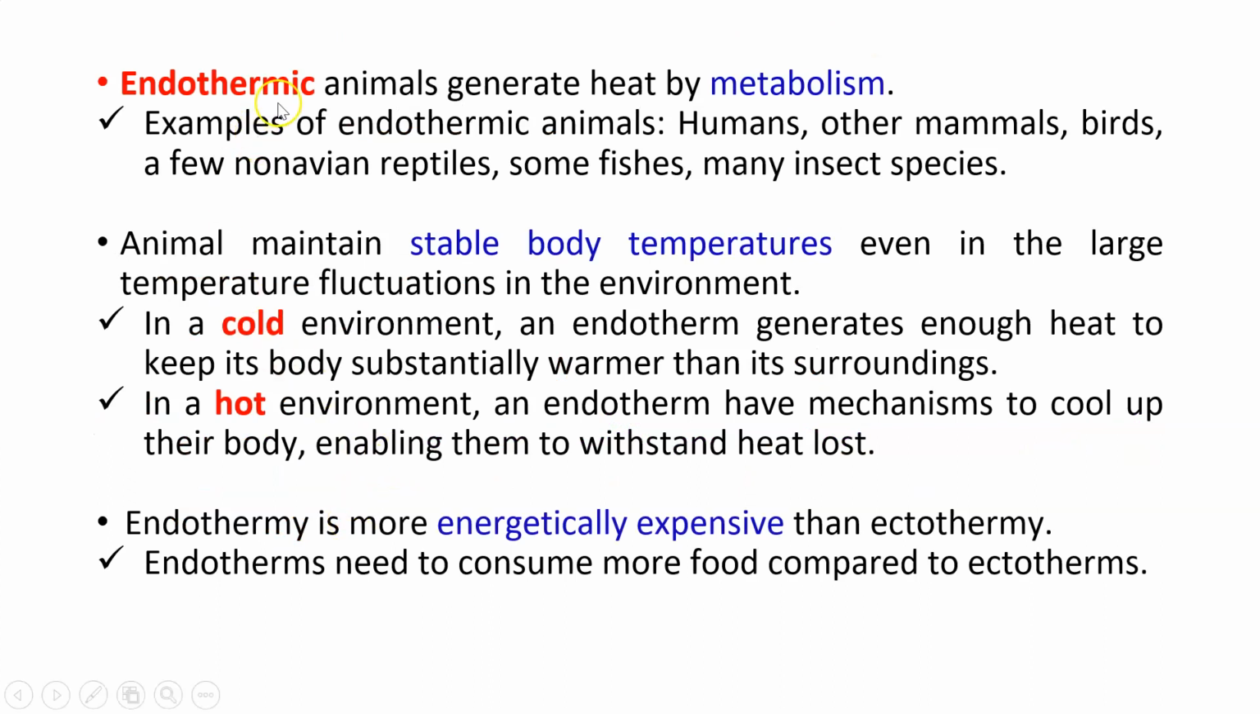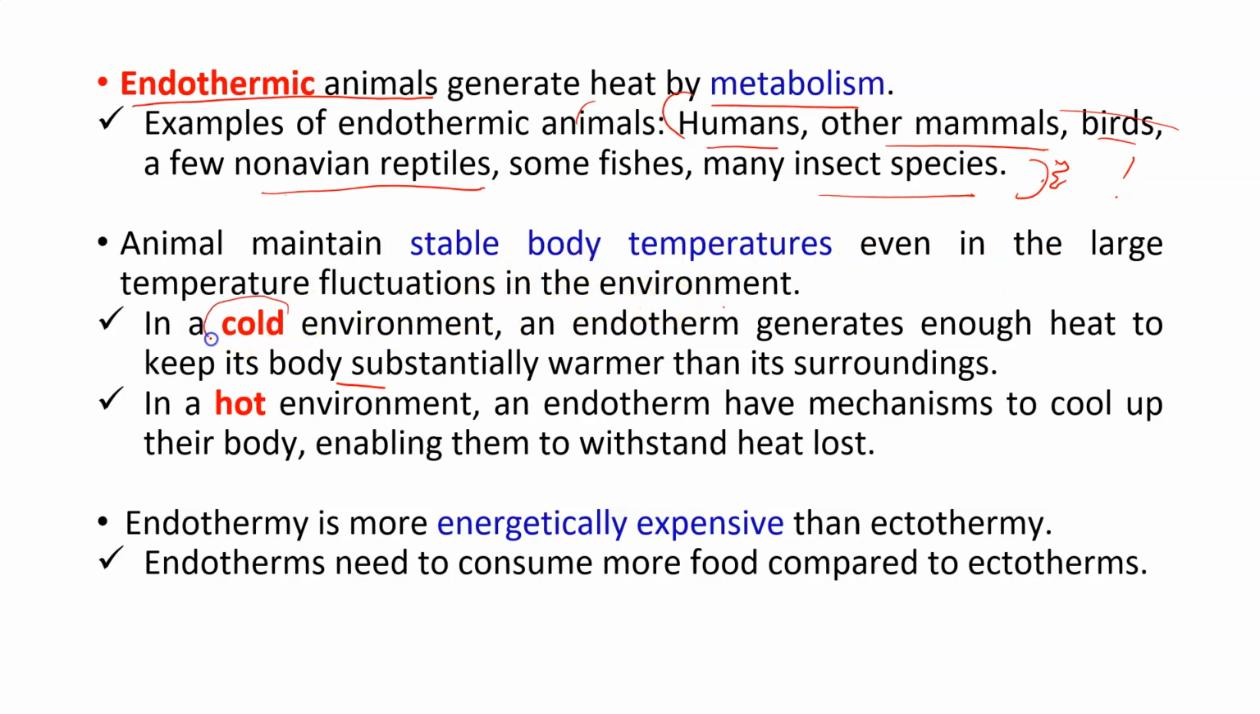Okay, so endothermic animals generate heat by metabolism. For example, endothermic animals such as humans or other mammals, birds, a few non-avian reptiles, some fishes, and many insect species. So these are examples of endothermic animals. Animals maintain a stable body temperature even in large temperature fluctuations in the environment.